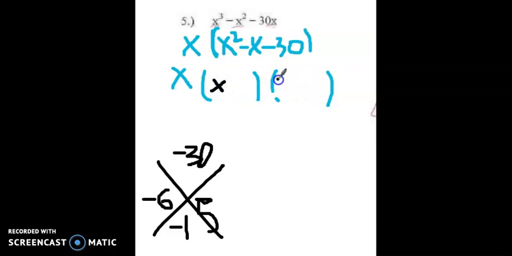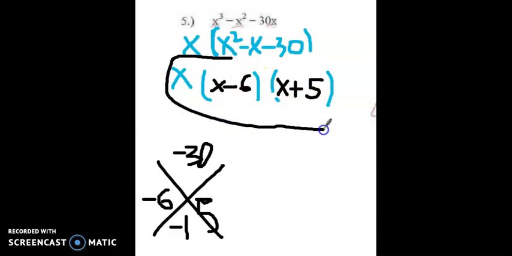So up here I'm going to put my two x's. One of them is going to be negative. I'm going to put the 6 in there. One of them is going to be positive. I'll put the 5 with that. And let's double check. X times x is x squared. Negative 6 times 5 is negative 30. And negative 6x plus a positive 5x equals negative 1x. So there's my answer.